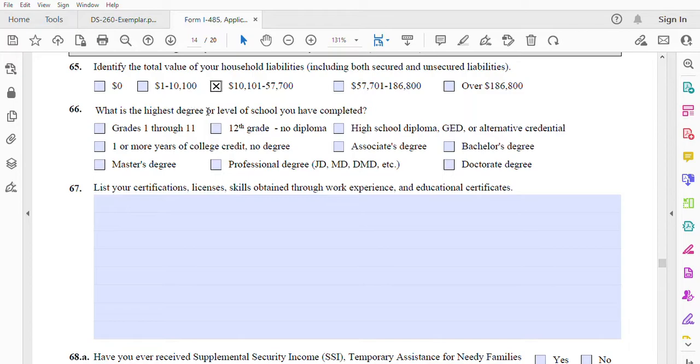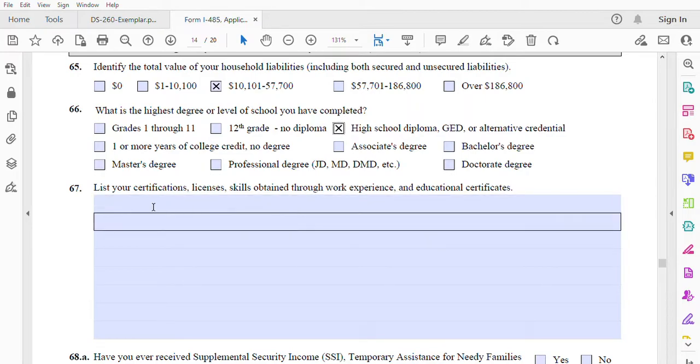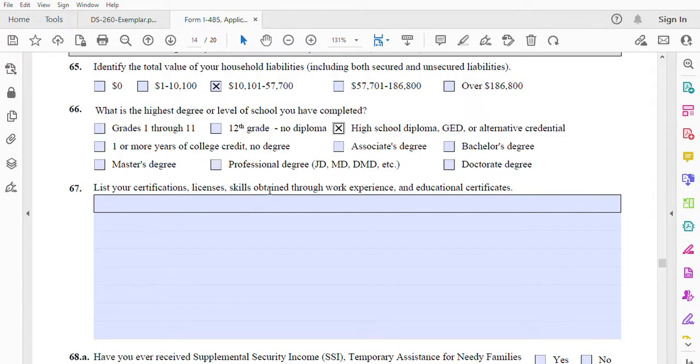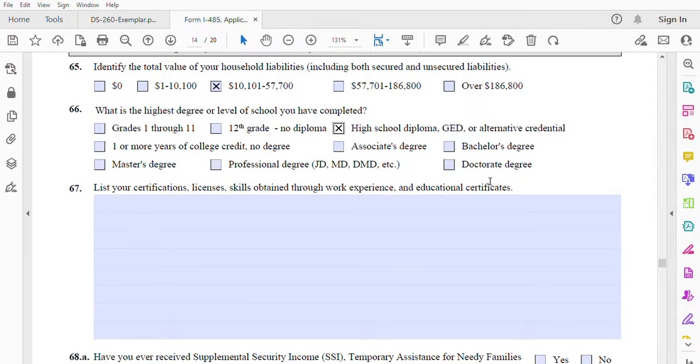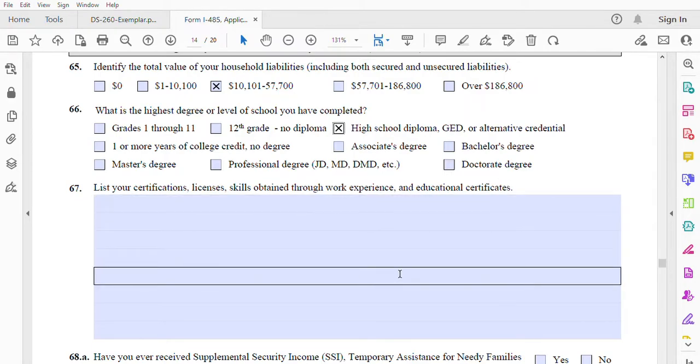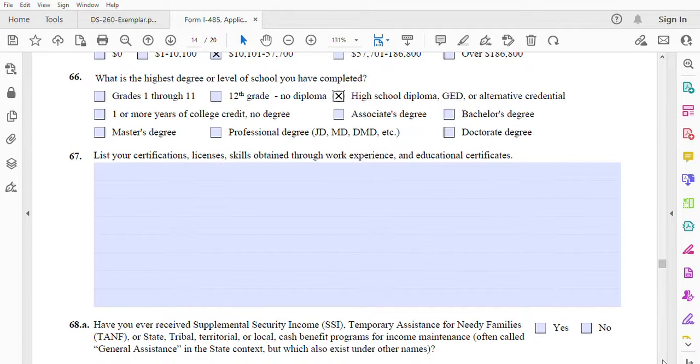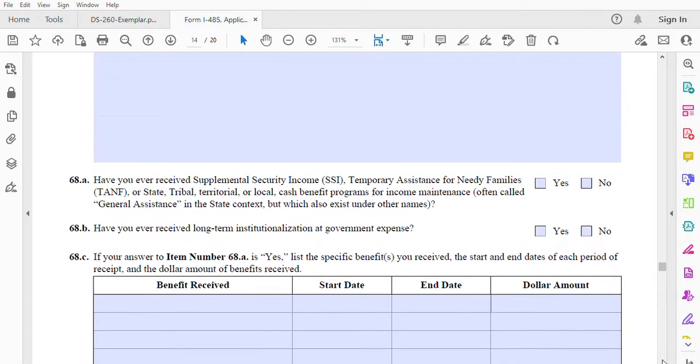What is the highest degree or level of school you have completed? In my case, as a fiance, it's a high school diploma. And if you have a list of certifications, licenses, and skills obtained through work experience and education, if you have any, this is where you're going to add them. 68A. Have you ever received supplemental security income, temporary assistance for needy families? In my case, no, and both no. But if you answer yes to item 68A, you're going to list it right here.